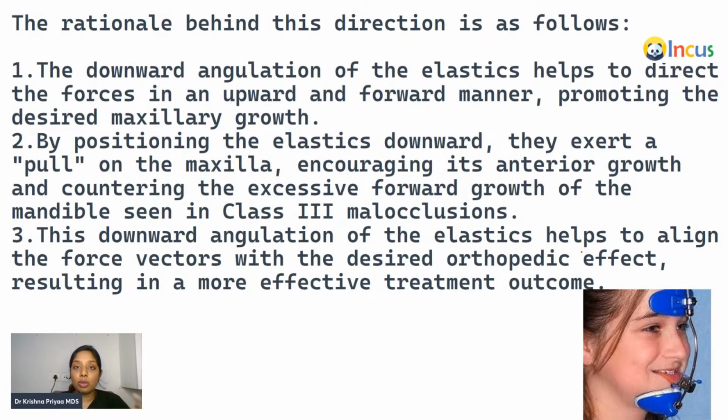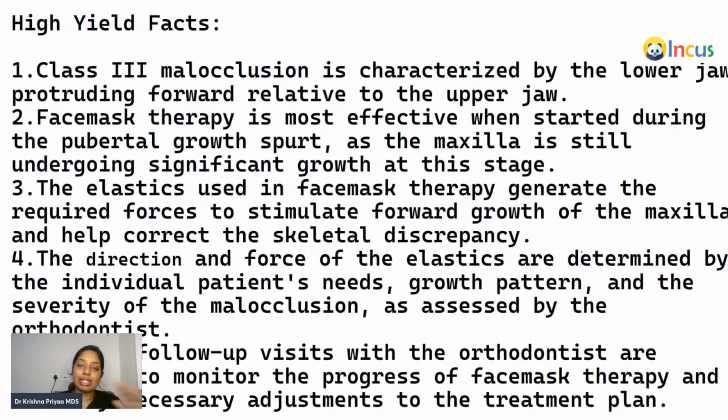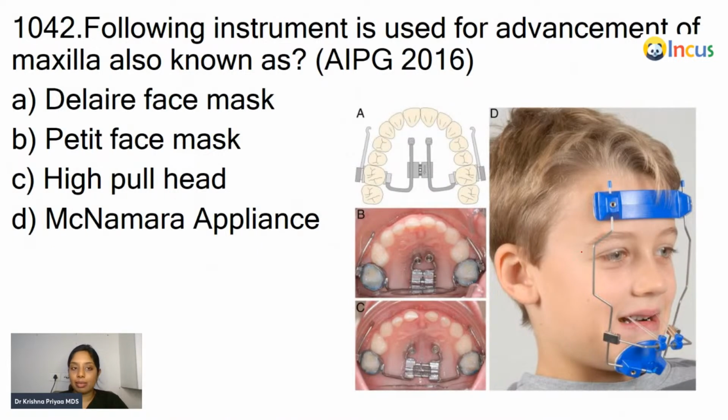Why? Because the downward angulation signifies the maxilla to come downward and then forward, promoting the desired maxillary growth. Also we exert a pull force on the maxilla, which will enable the bone to form. Thereby, we have bone formation around the maxilla and it will be stable for a really long time. They also help in aligning the force vectors with the desired orthopedic effect, therefore resulting in the most effective treatment outcome. So yeah, I've said the remaining things.